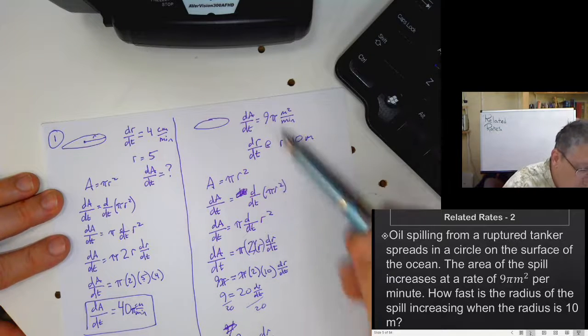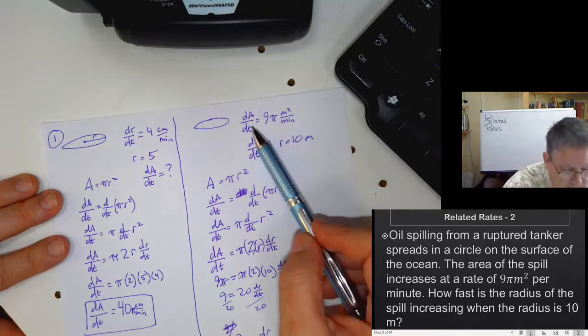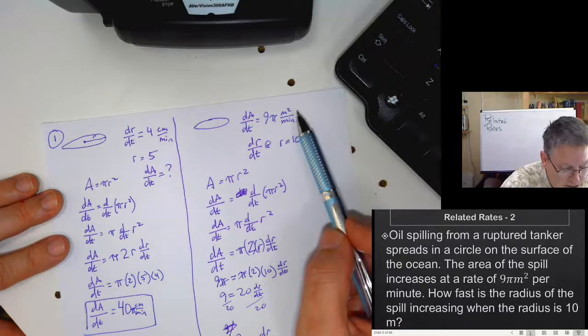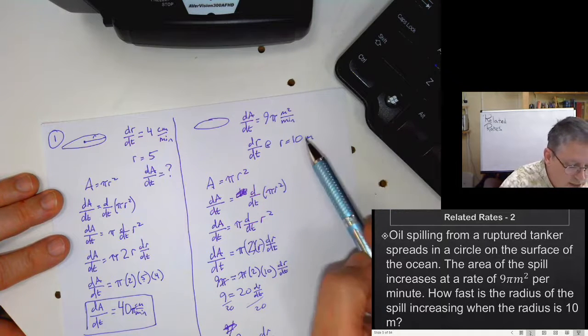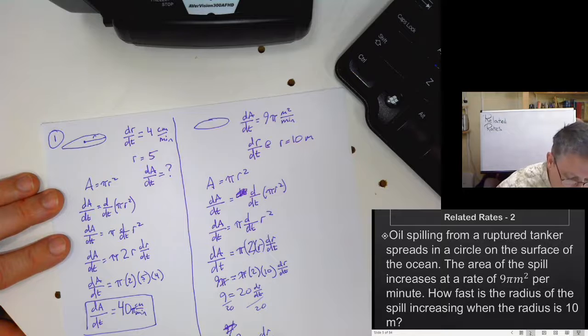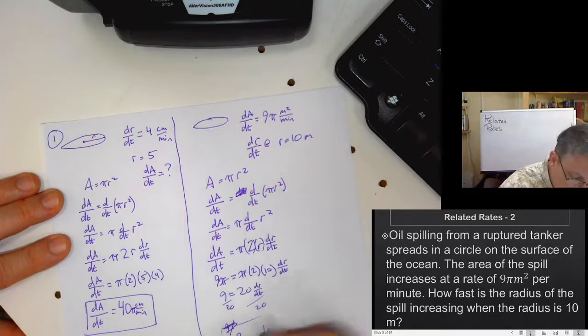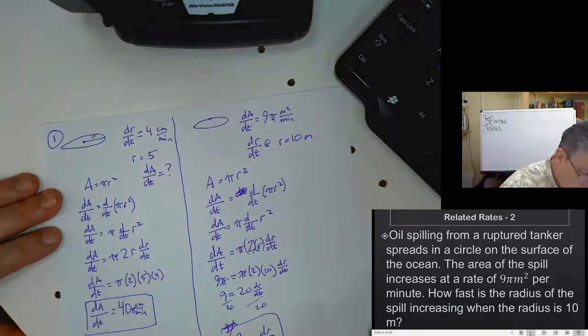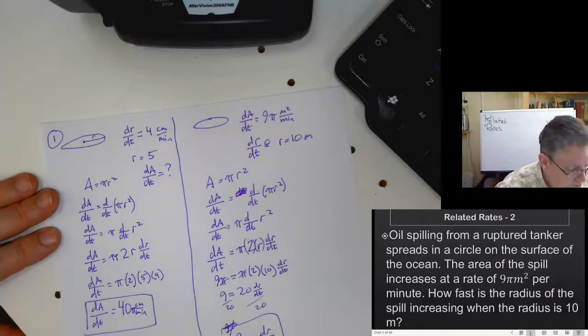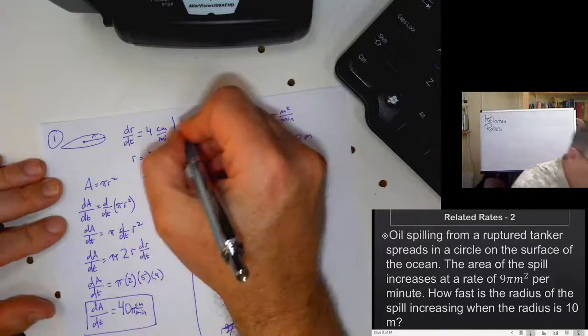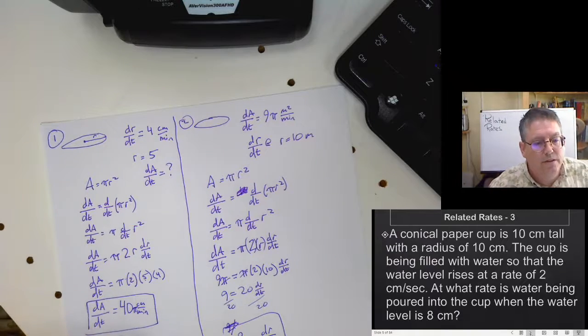So when the area is changing at a rate of 9 pi meters squared per minute, and the radius is 10, the radius is changing at a rate of 9 over 20 meters per minute. I didn't put the units in there. Don't forget the units. And that's number 2 on the worksheet. Okay, let's do number 3.